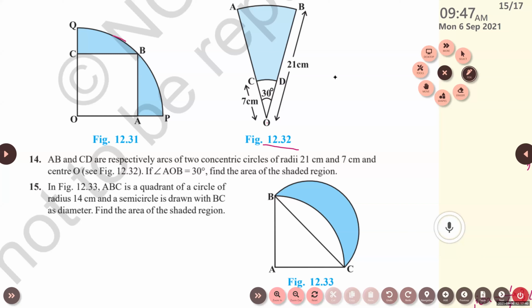Area of sector minus area of sector COD. So from area of sector, which sector? Area of sector AOB minus area of sector COD. Yes, the required area is area of sector AOB minus area of sector COD. That is the shaded region, area of the shaded region.